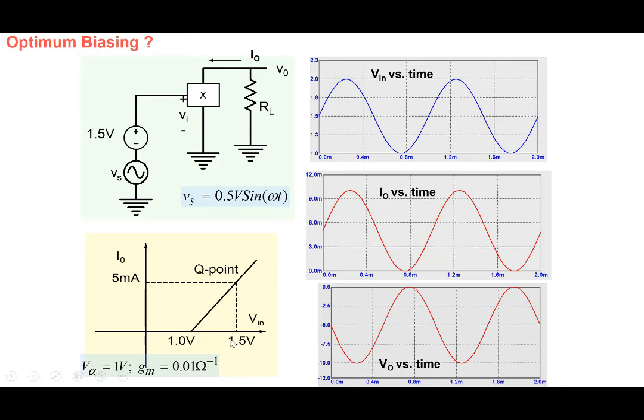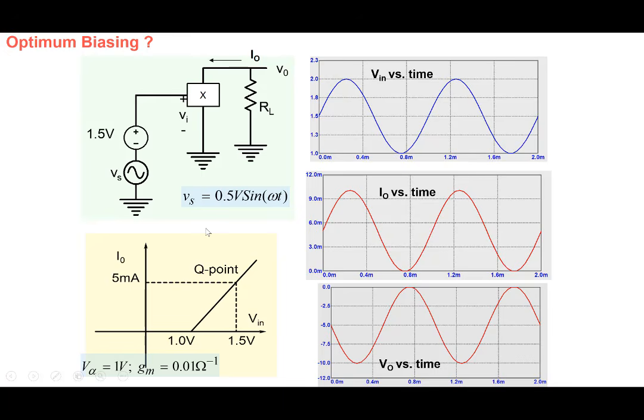Even 1.5 volt, realistically speaking, we should not do that because we know that there are tolerances in the circuit. What if, let's say, my transistor's threshold point is not 1 volt, but it is 1.1 volt? Then 1.5 will cause clipping to occur in my circuit here. So we have to always give a safety margin.